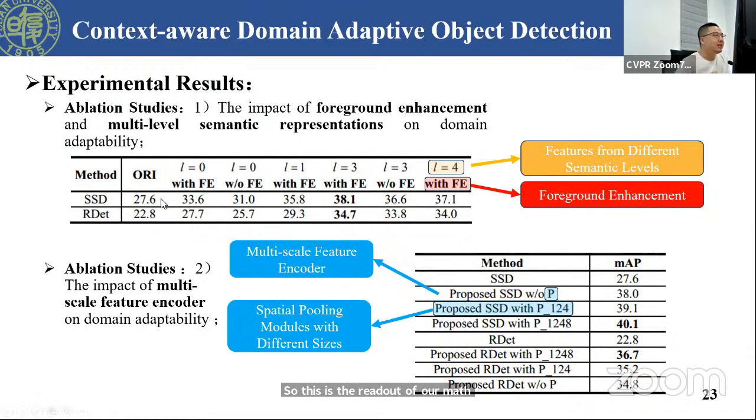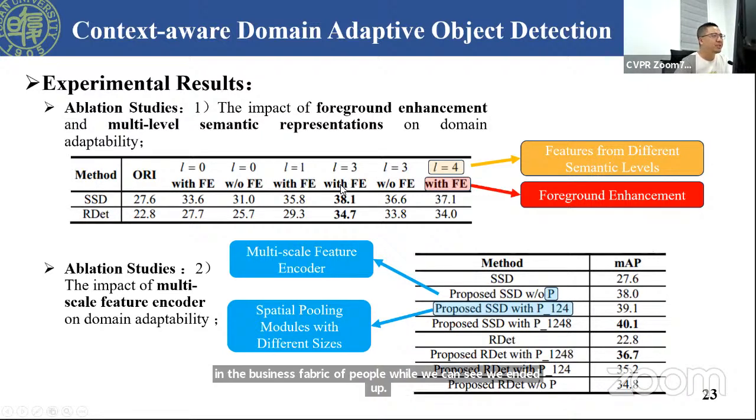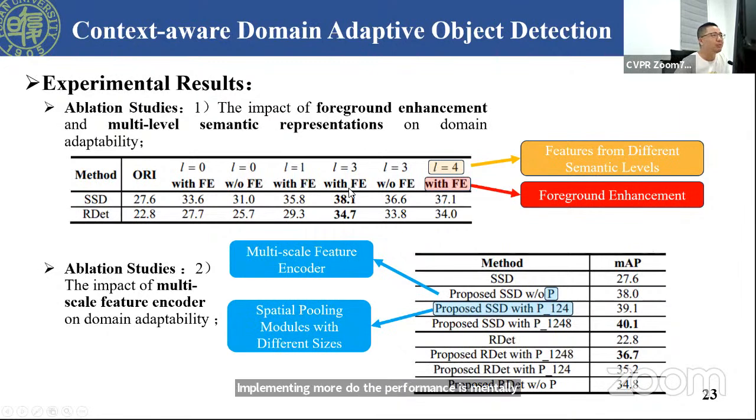So this is the result of our method. We can see in the ablation study of Table 1, with the foreground enhancement module, the performance is consistently improved with each level of L. And also we increase the number of L, which is the semantic levels. We find when the level L equals 3, the performance is the best.